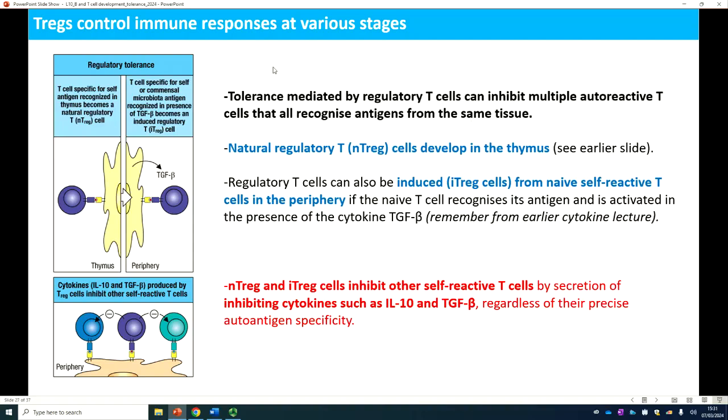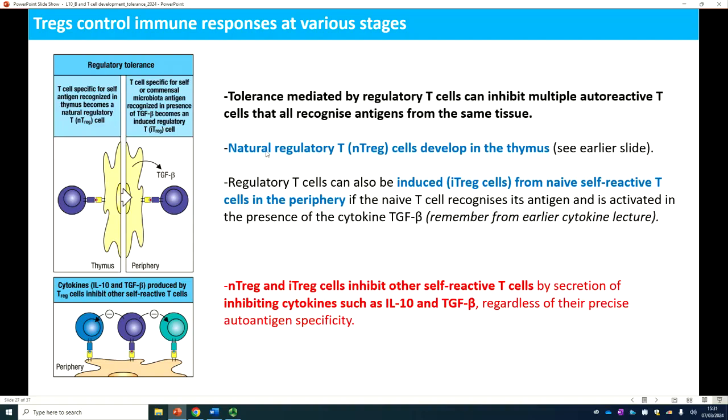So hopefully you'll remember Tregs, or regulatory T cells. We talked about these when we were looking at the CD4 cells and the effector T cells. But also we were talking about cytokines and how cytokines can drive the different effector T cells that we have for CD4s. So it's these Treg cells that are able to inhibit autoreactive T cells that are recognizing antigen from the same tissue. So they're able to actually suppress autoreactive T cells.